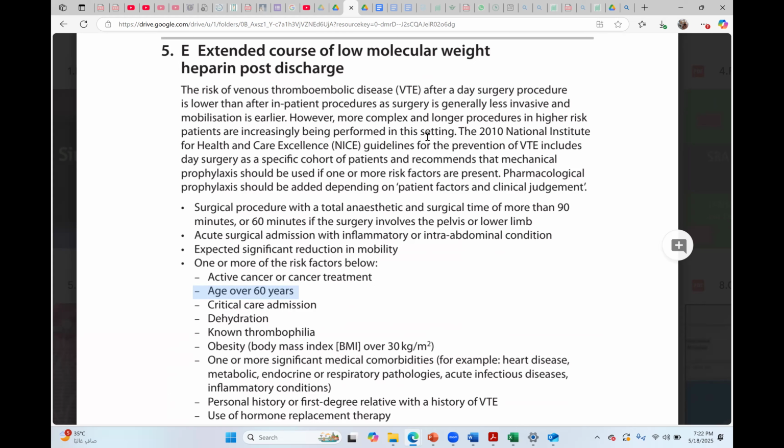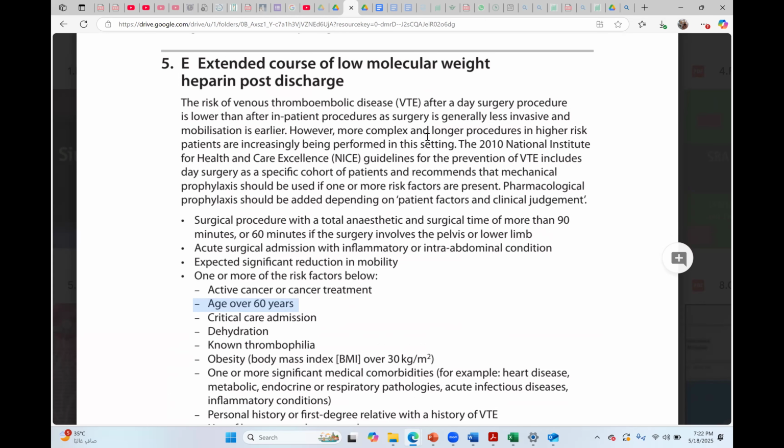So coming back here, this question may have been made on the basis of NICE guidelines. They are saying that patient factors and clinical judgment, and a surgical procedure with a total anesthetic or surgical time of more than 90 minutes, or 60 minutes if the surgery involves the pelvis or lower limb. This is one risk factor. Then, active acute surgical admission with an inflammatory or intra-abdominal condition. Expected significant reduction in mobility. This will be there.